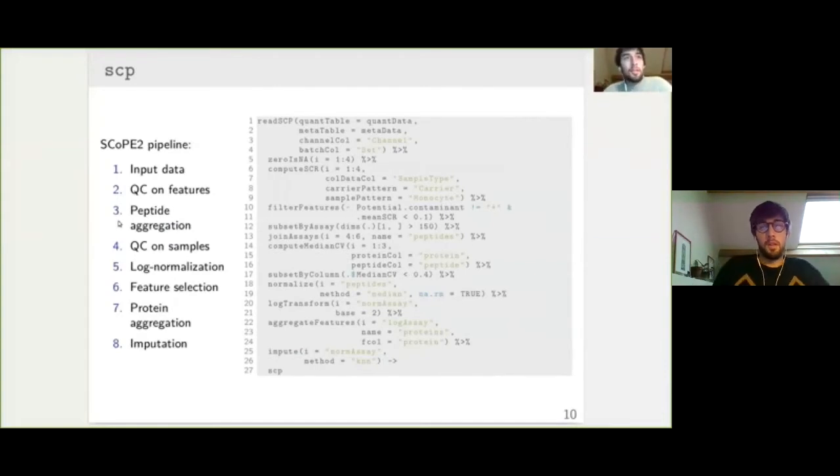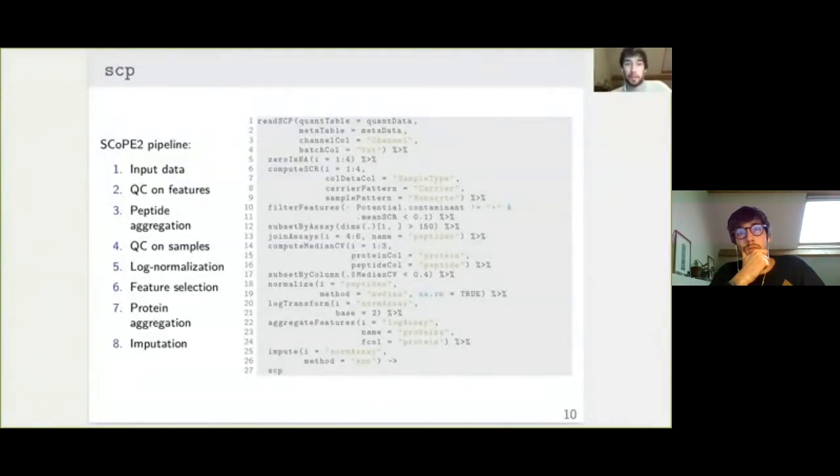On the left, you can see the SCoPE2 pipeline, the different steps that they took to build this peptide and protein data. I should say that this code is what they used to do this; they built almost everything from scratch, and it was difficult to use, and hence it's not possible to apply to other datasets. So we took the effort to standardize all of this, and the result is on the right.